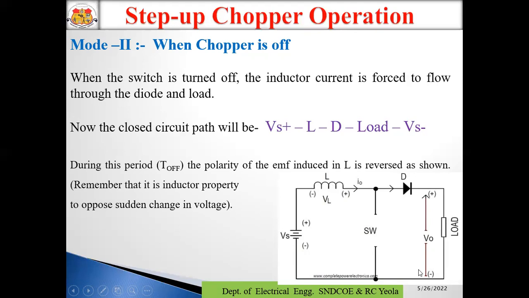Now the closed circuit path, the path for the flow of current, will be from positive Vs to the inductor, to the diode, to the load, and again to the negative polarity of the source voltage. So this is the path for the flow of current.